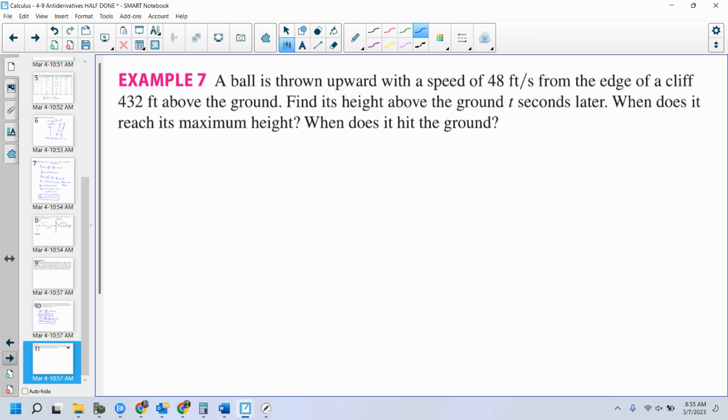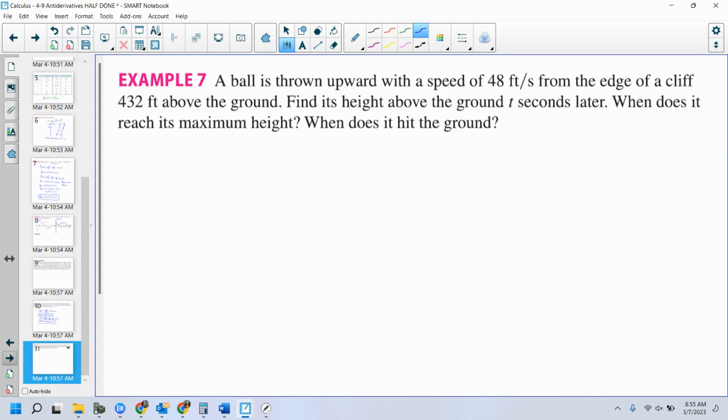Okay. Projectile motion instead of rectilinear motion. A ball is thrown upward with a speed of 48 feet per second from the edge of a cliff, which is 432 feet above the ground. Find its height above the ground t seconds later. When does it reach its maximum height, and when does the ball hit the ground?